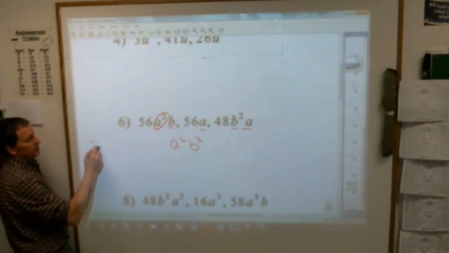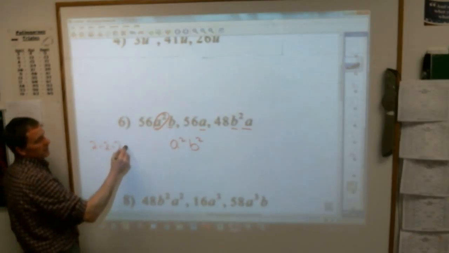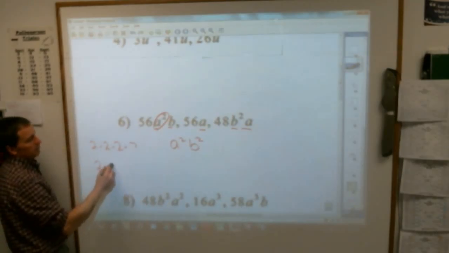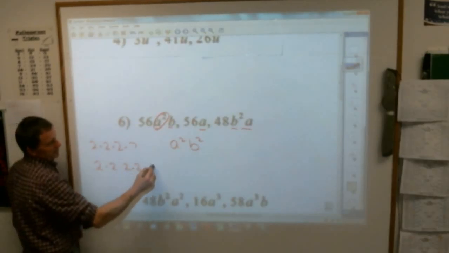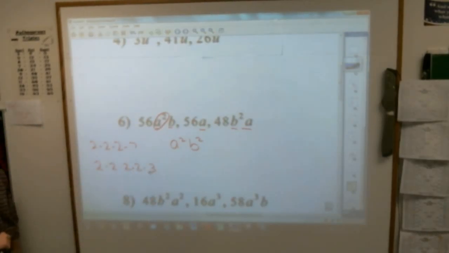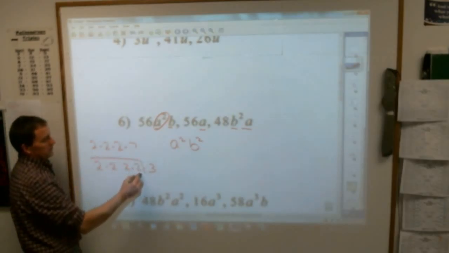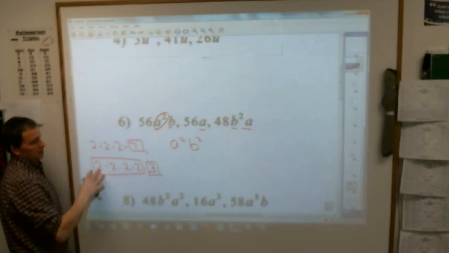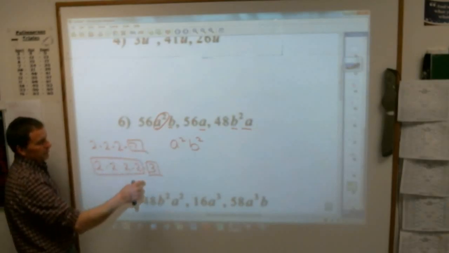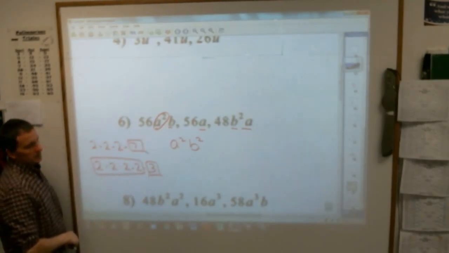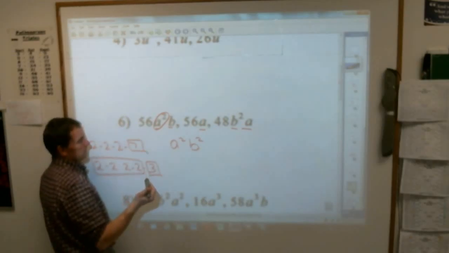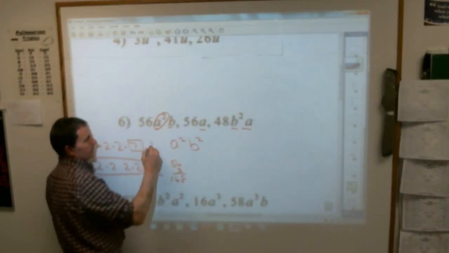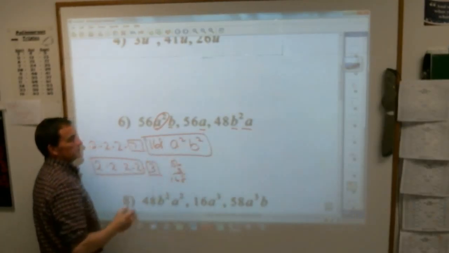What is 56? 2 times 28, 2 times 14, 2 times 7. What is 48? 2 times 24, 2 times 12, 2 times 6. And then you take the group that has the most of each thing. Which group has the most 2's? This one. Group has the most 3's? This one. Group that has the most 7's? This one. We have to remultiply all this out, which is what? 8 times 7, 56 times 3. 56 times 3 is what? 168. 168 a squared b squared is your least common multiple.